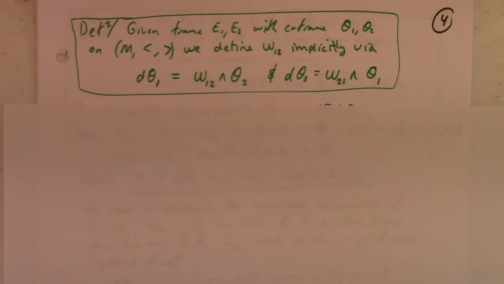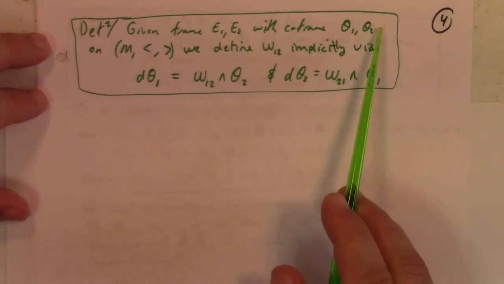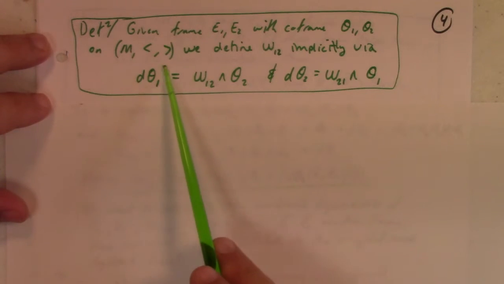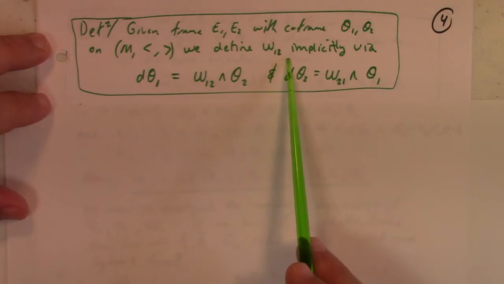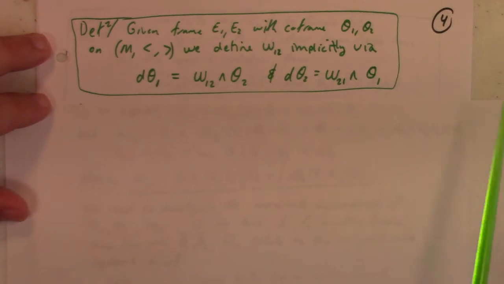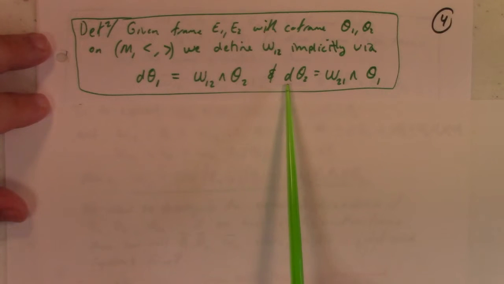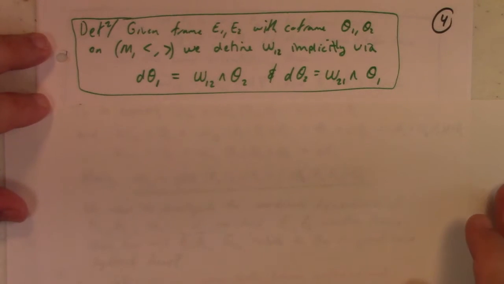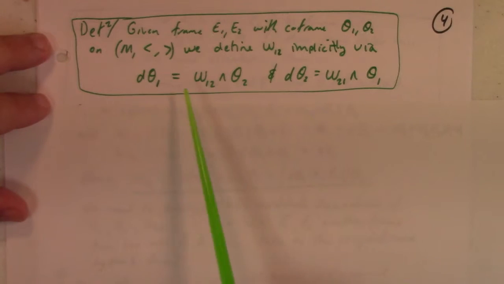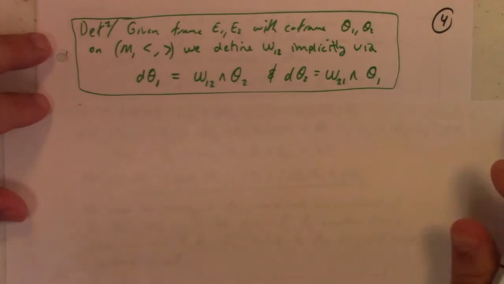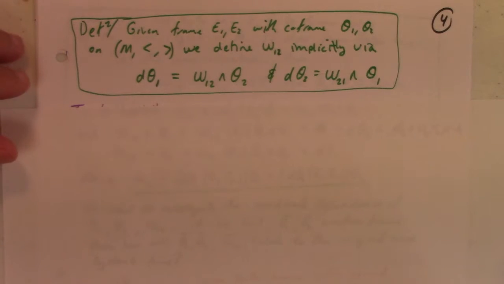So finally to something with some meat and potatoes here. Given the frame E1, E2 with coframe theta 1, theta 2, and this metric, so it's a geometric surface, we define the connection form omega 1, 2 implicitly via the structure equations. d theta 1 equals omega 1, 2 wedge theta 2, and d theta 2 equals omega 2, 1 wedge theta 1. Now, I think I should say omega 2, 1 is equal to minus omega 1, 2. I haven't thought about it too carefully. I may or may not need to say that.